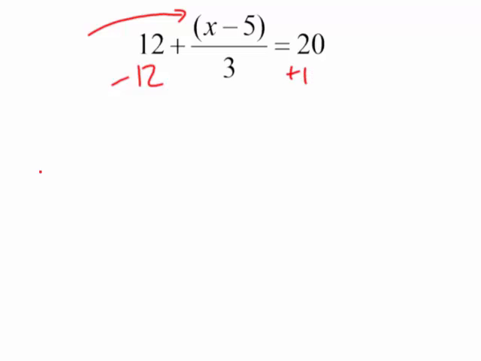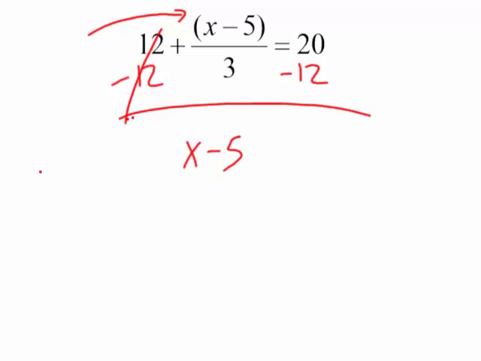So let's go ahead and subtract my 12. So that's gone. So now I have x minus 5. Do I need those parentheses up there? No, there's no number in front of it to be distributed, anything like that. So I can get rid of those parentheses. Divided by 3 equals 8.